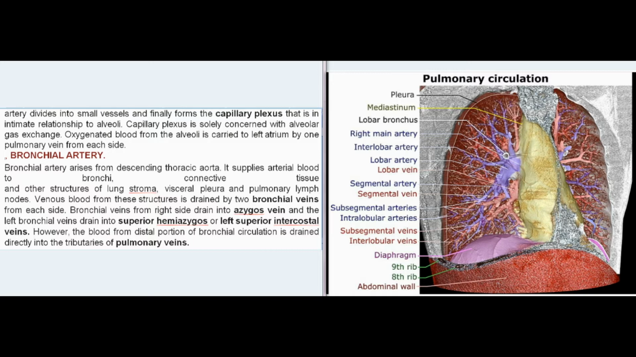Bronchial veins from the right side drain into the azygous vein and the left bronchial veins drain into the superior hemiazygos or left superior intercostal veins. However, the blood from the distal portion of the bronchial circulation is drained directly into the tributaries of pulmonary veins.